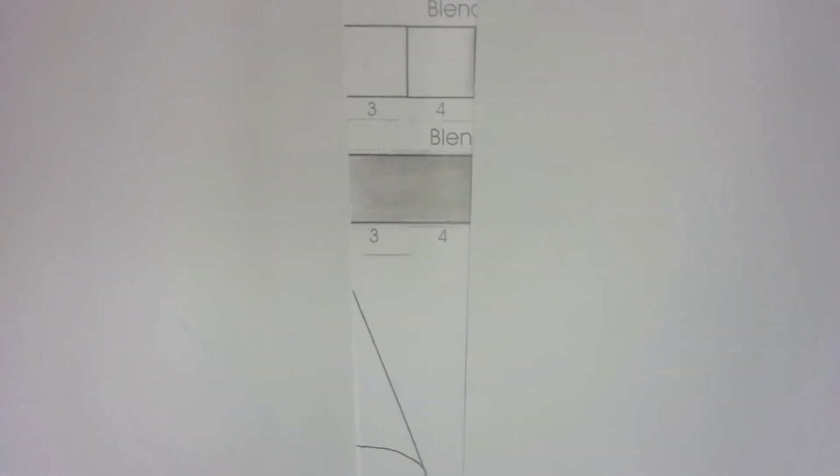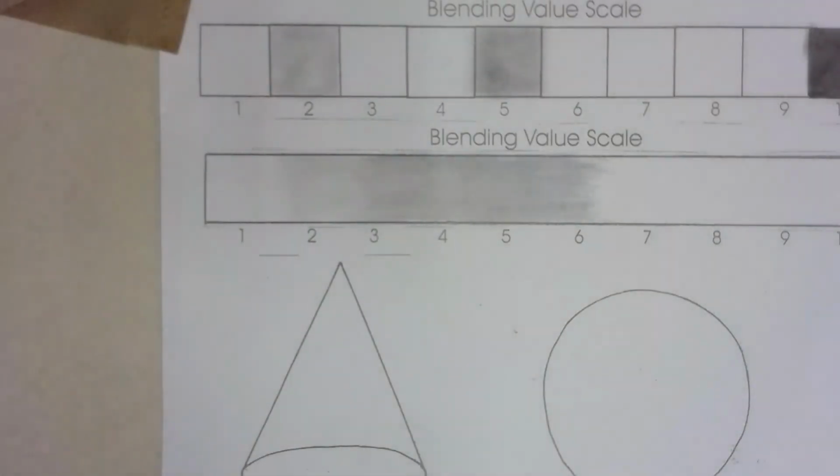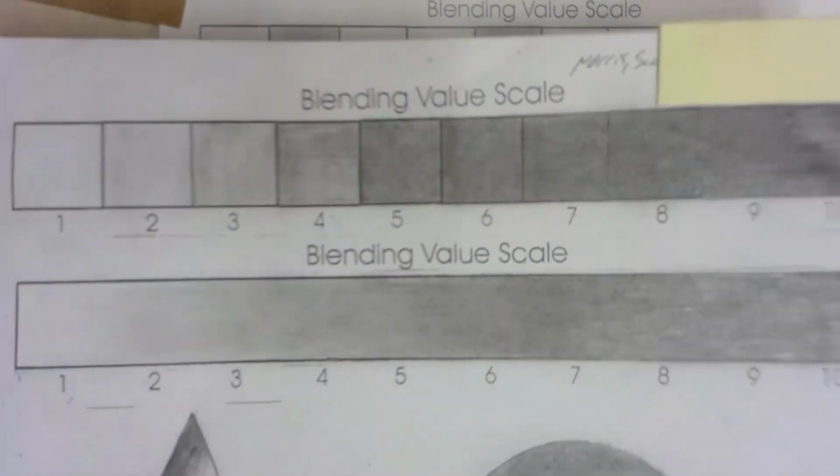Could you see a difference between 3 and 4? Well, I haven't done anything to it yet, so you can't. But if you want to see, again, some examples of that, here's a student scale that someone did. So you can see light to dark.